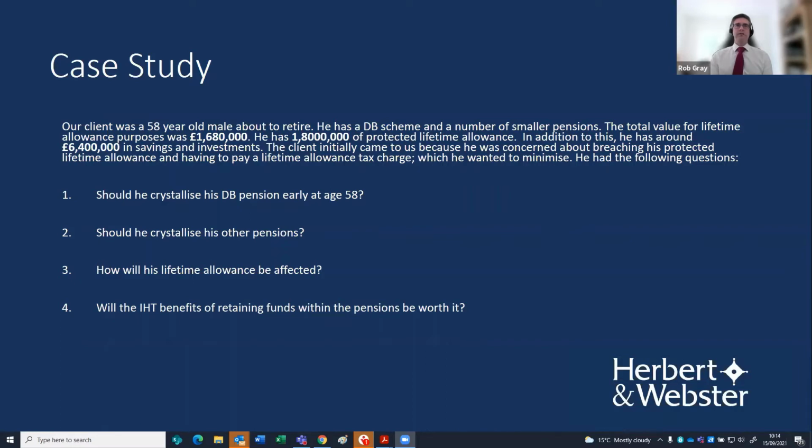So he was very keen that all he wanted us to look at was the pension issue and working out what was the best way to access his pensions to avoid paying lifetime allowance tax. He really didn't want to talk about anything else at all.